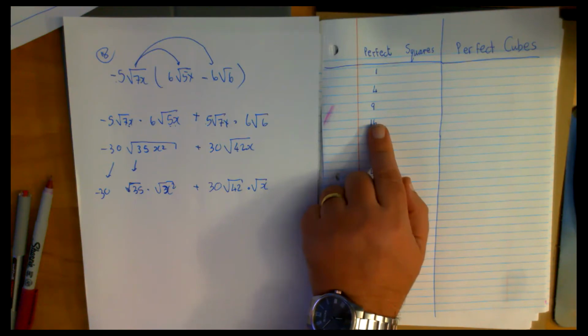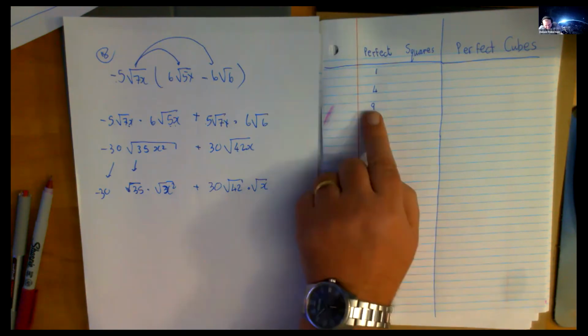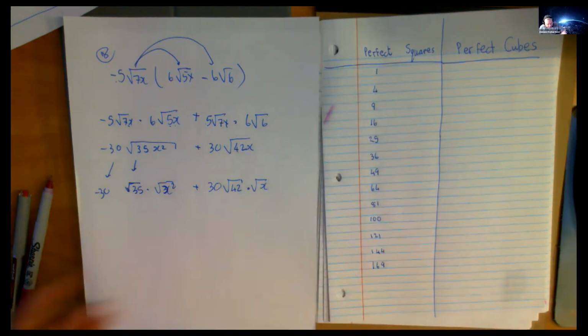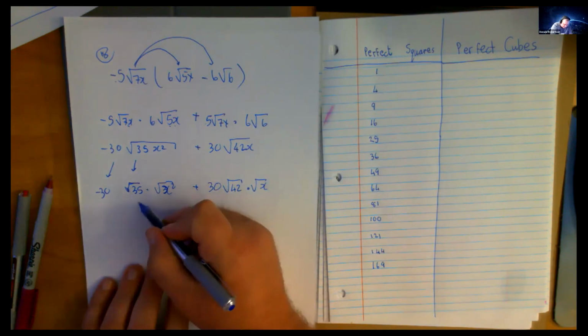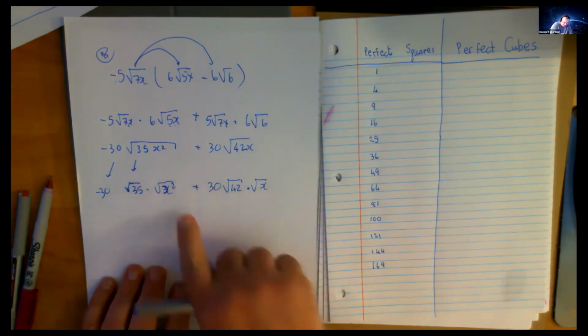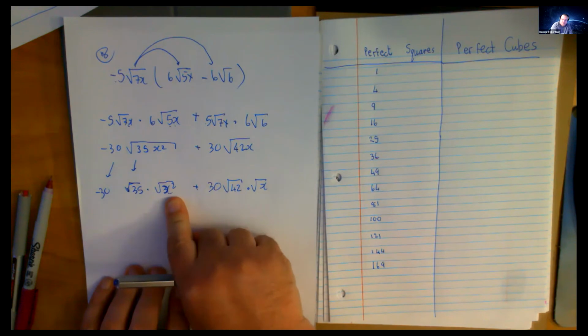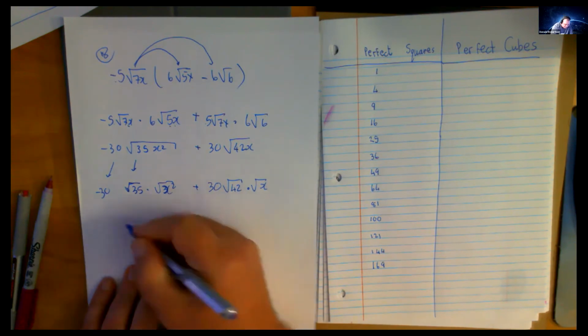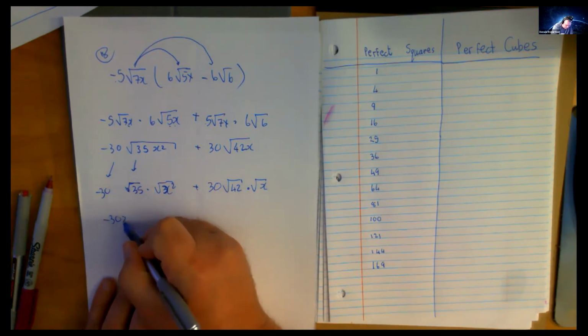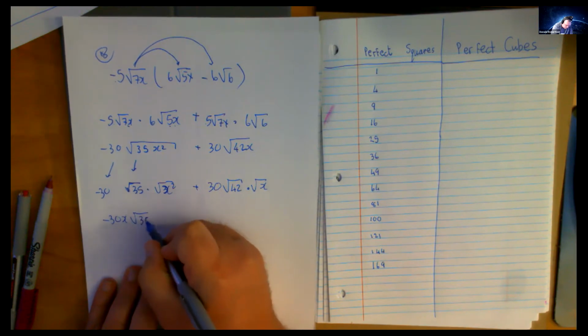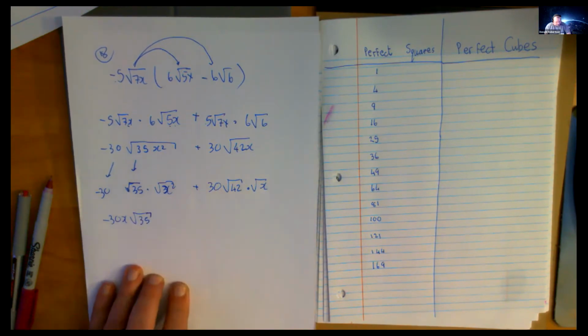I'm sorry. Okay, so can you see as I go through, nothing works? The bottom line is that that is as good as it's going to get. On the other hand, at least the square root of x squared becomes x. So I'm going to have negative 30x, and the normal convention is to stick the square root at the end.